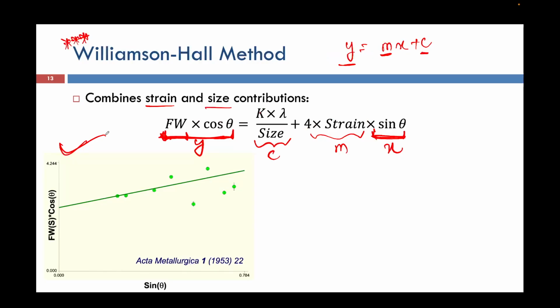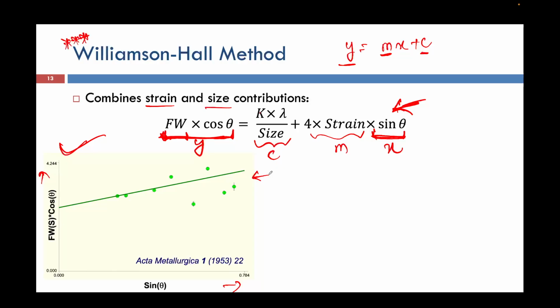If you see any book, the derivation is there, but if you don't want to go much deeper into the derivation, you have to remember this formula: Fw into cos theta is equal to K lambda divided by size plus 4 strain sin theta. Why is it important? This is your y axis, this is your x axis. Why I told you this might come in the examination is that by giving a single graph, an examiner can ask many questions.